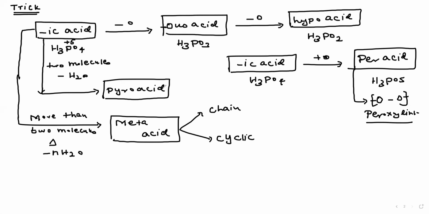In the next slide I will explain what a pyro acid is, what is a meta acid, the two types, cyclic and the common formula. We will discuss them one by one with the structure. Next I go to the next slide to explain the structure of the oxyacids of phosphorus.